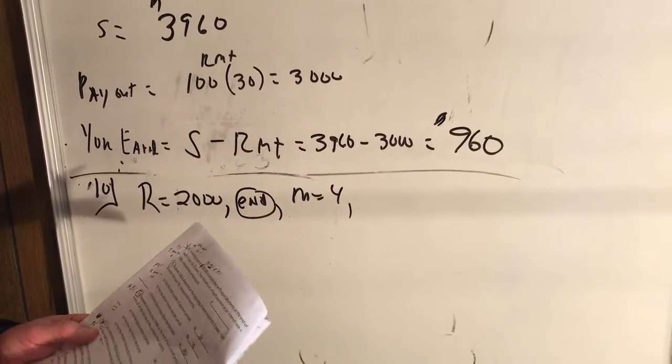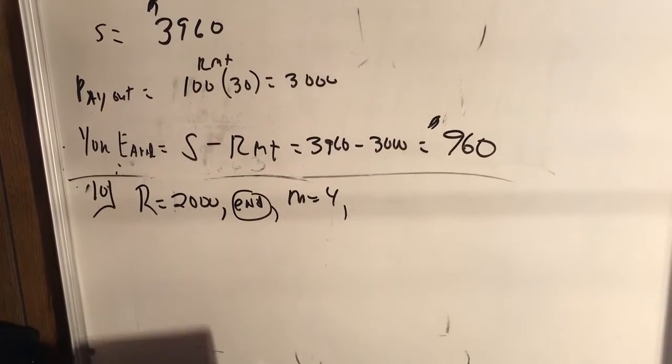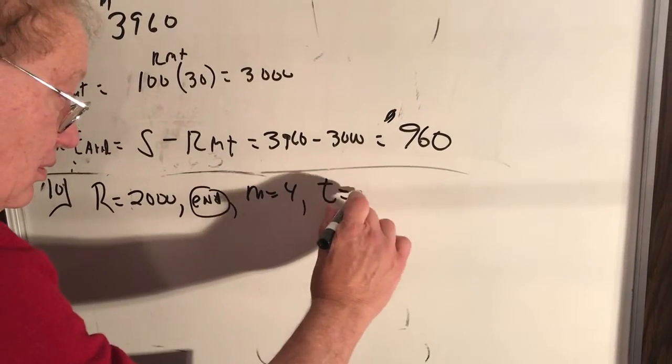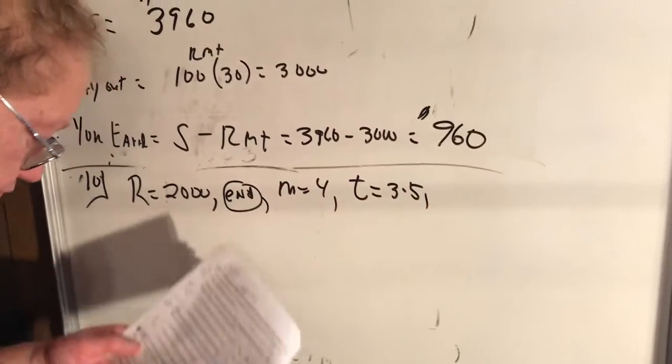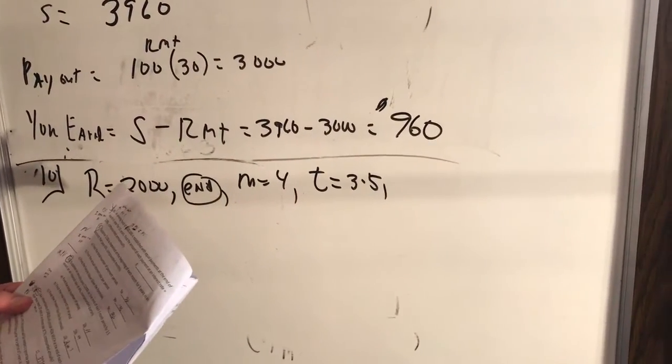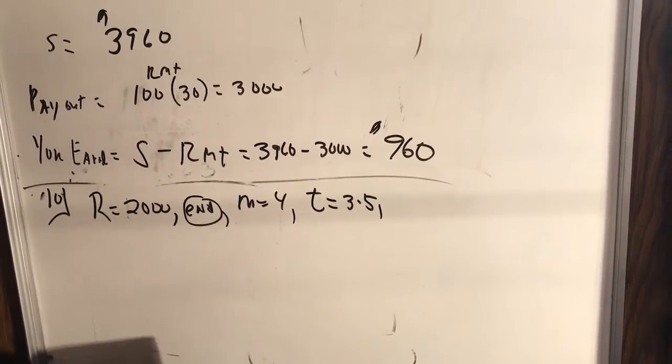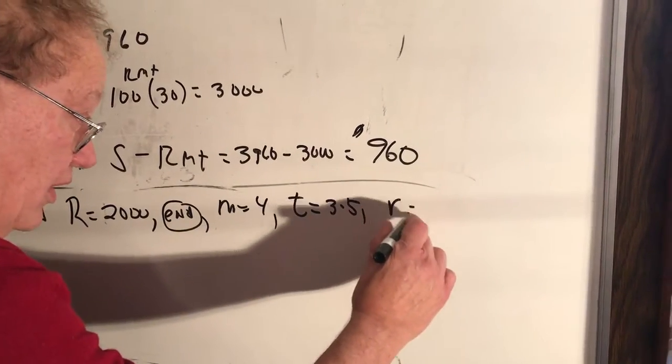A 3-month period is going to be 4 times a year, right? There are 4 3-month periods in a year. For 3.5 years. And the interest rate is 4%. So R is going to be 0.04.